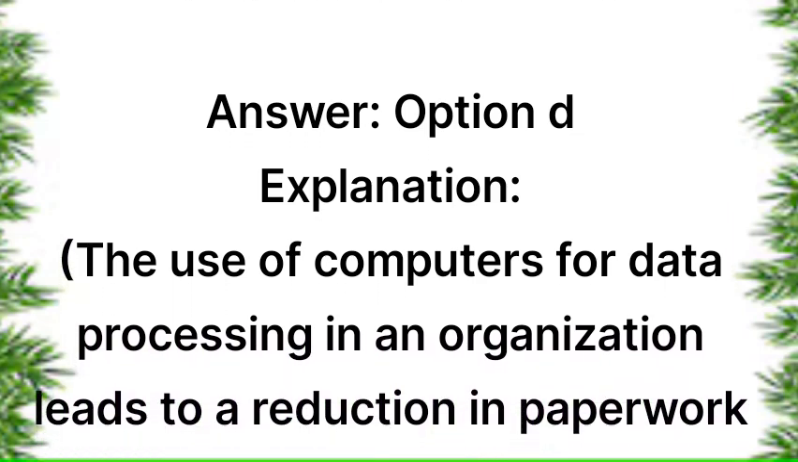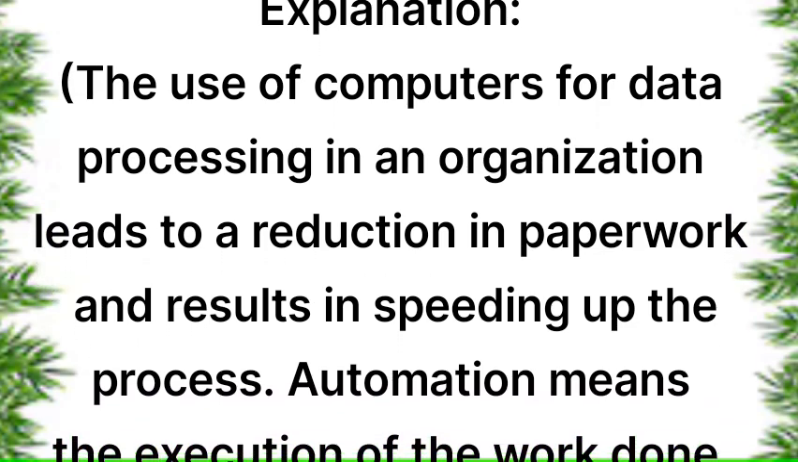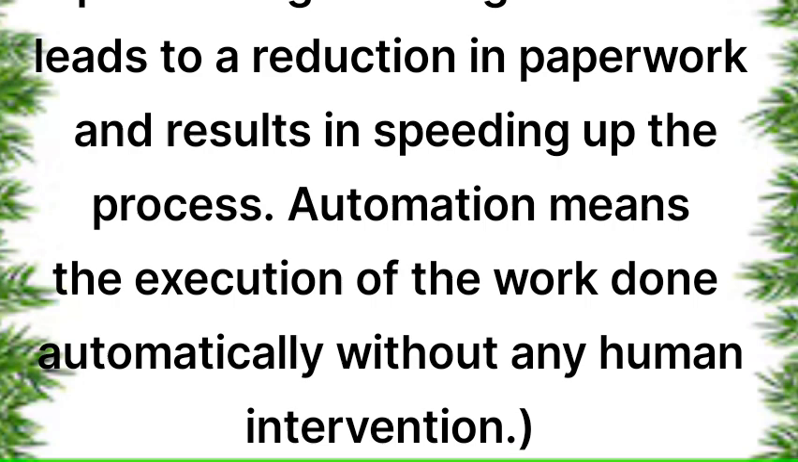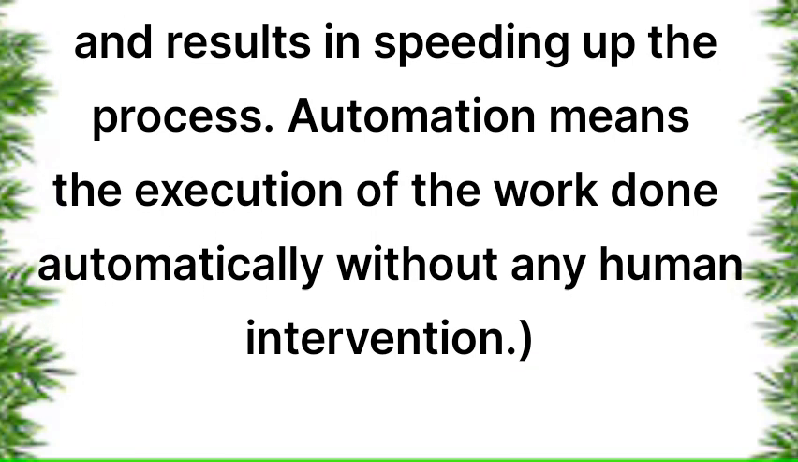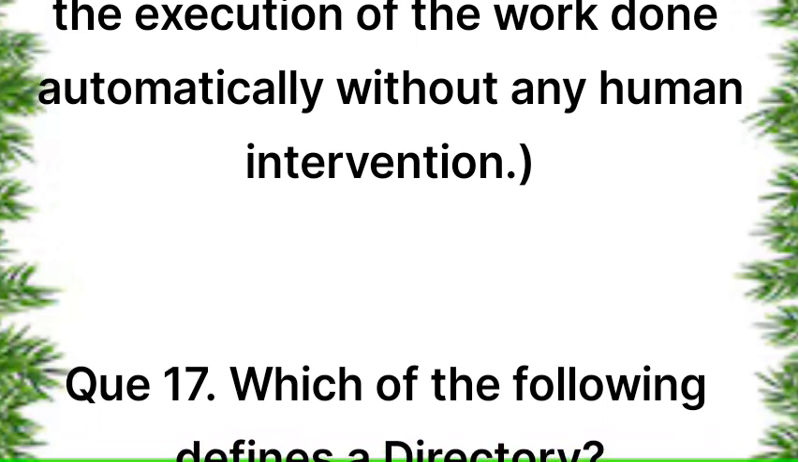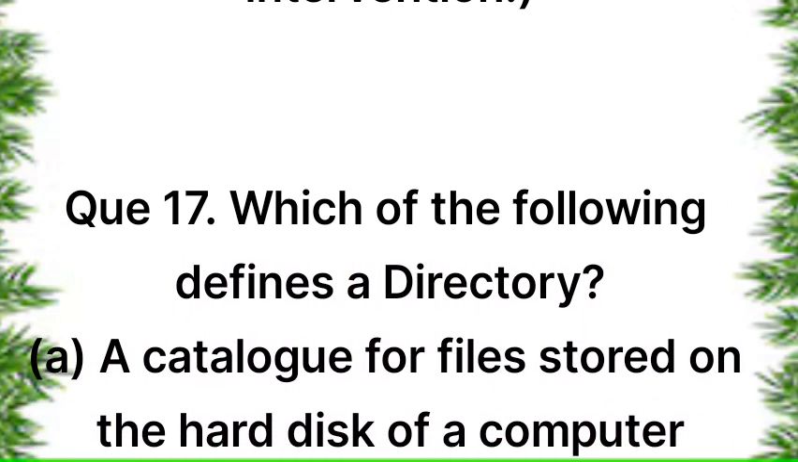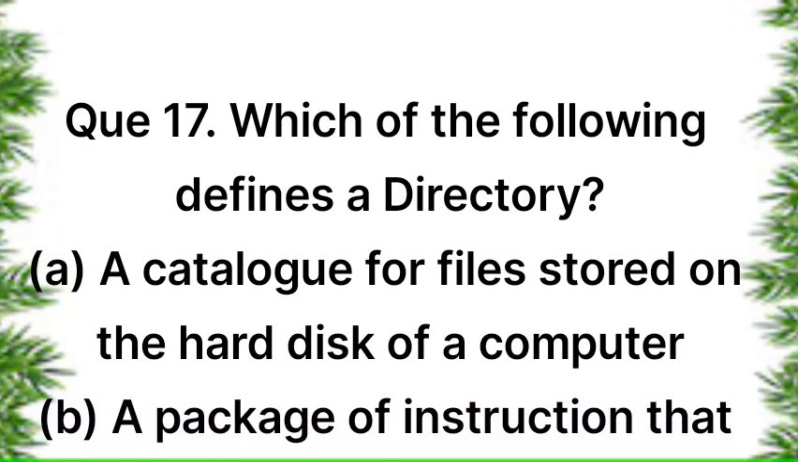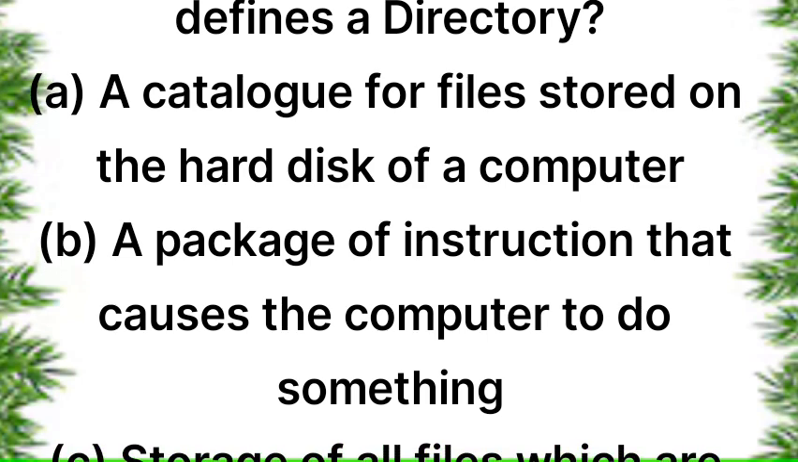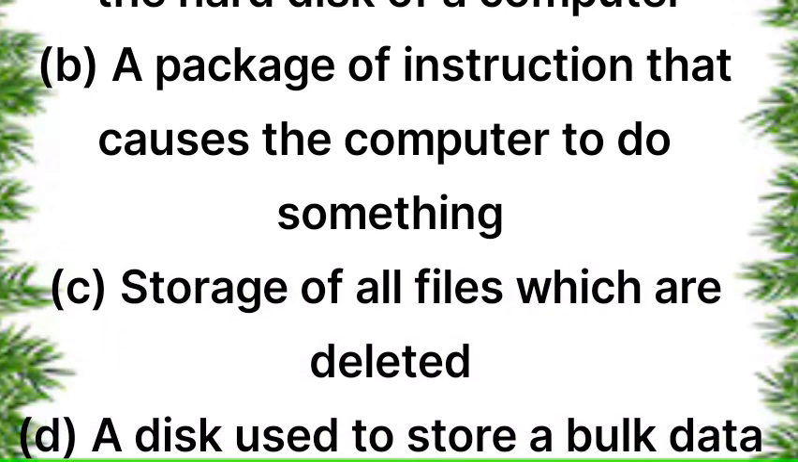Q17. Which of the following defines a directory? A. A catalog for files stored on the hard disk of a computer. B. A package of instruction that causes the computer to do something. C. Storage of all files which are deleted. D. A disk used to store a bulk data. E. None of the above. Answer, option A. Explanation. A directory is defined as the catalog of files stored on the hard disk of a computer. It is a mechanism for group files.